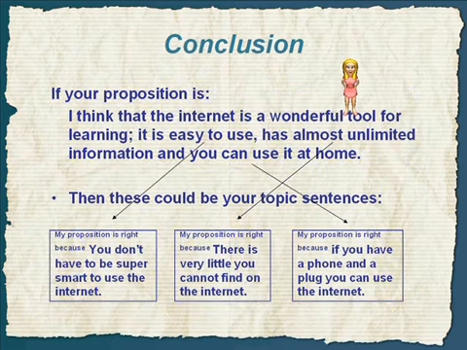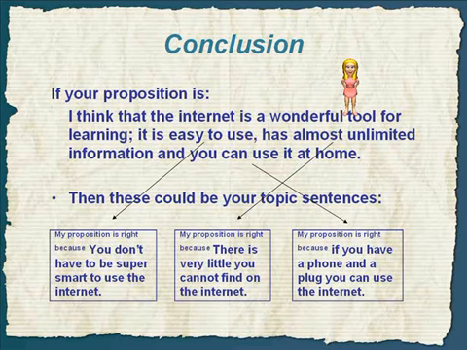Okay, let's summarise some things that you should have already learned. You should have already learned about how to write a proposition and also how to write topic sentences. If you know what these two things are, you should be able to write a conclusion fairly easily. If you do not, you need to go back and relearn them.